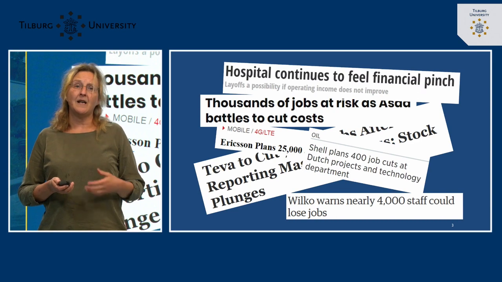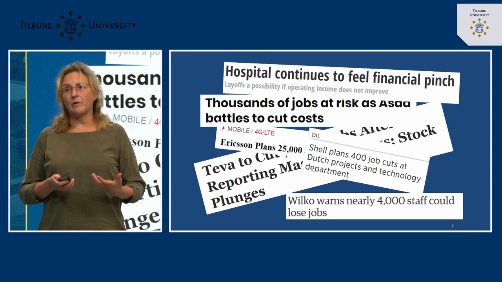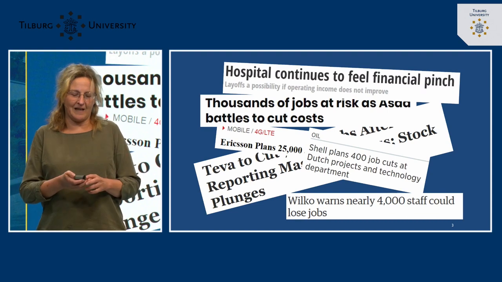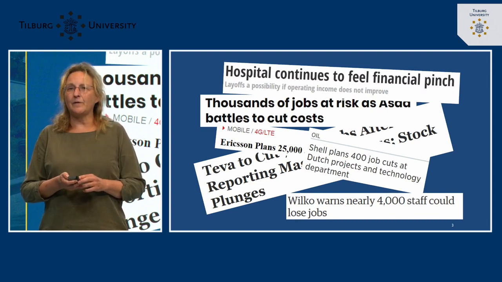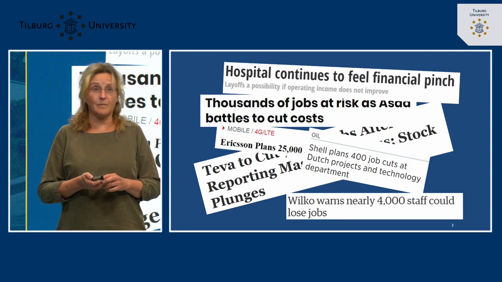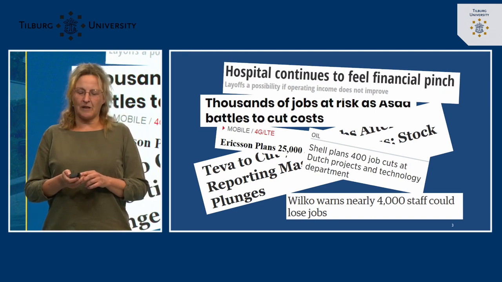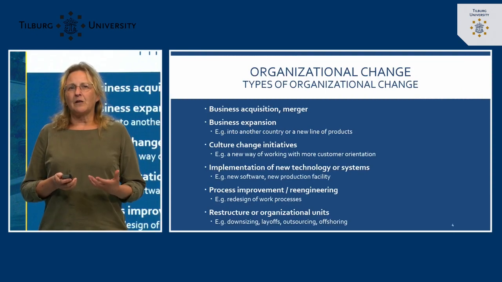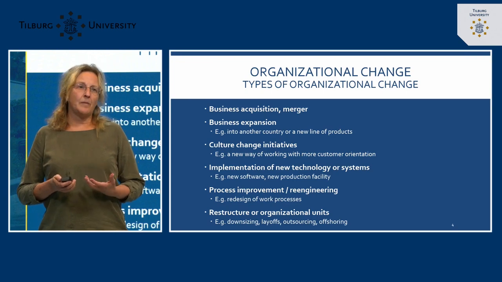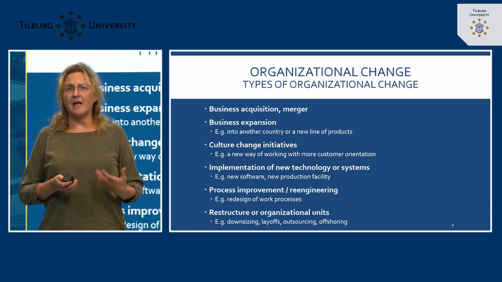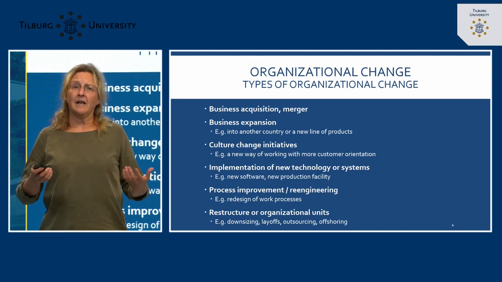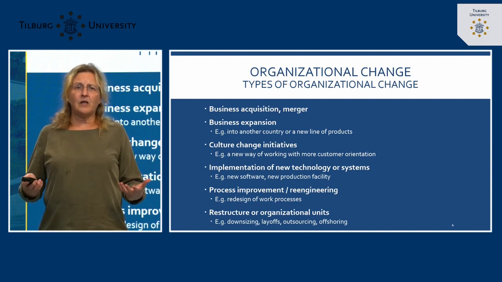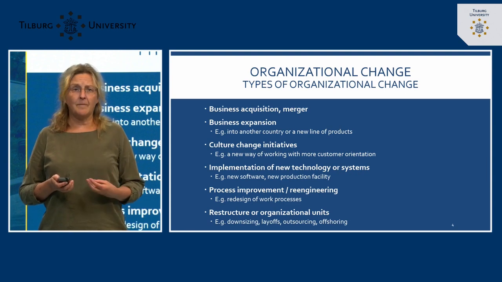And in some way or another, they affect people working there and they also affect how effective in the end the organization is. So changes are oftentimes meant to make organizations better, but do they? That's the central topic of this short clip. So just a quick overview of the types of organizational changes that you may come across in the literature. If I read them out loud: buying another business, acquisition, or merging together with another company, trying to expand your business to another country, or trying to install a new line of products or services.